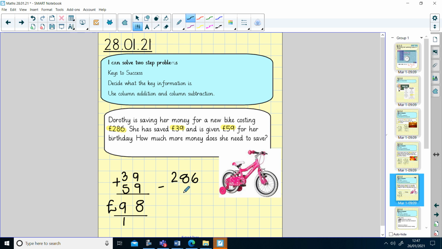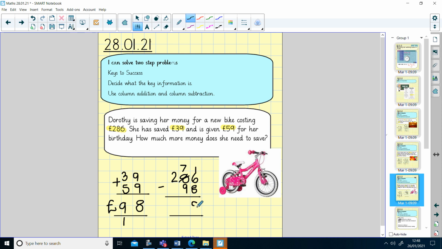Now I've got to be careful here to line up my columns carefully because I've got a 2-digit number and a 3-digit number. So 286 take away 98. It doesn't matter that it's money. I calculate the same. 6 take away 8 I can't do. 8 take away 9 I can't do. Going to exchange from here.